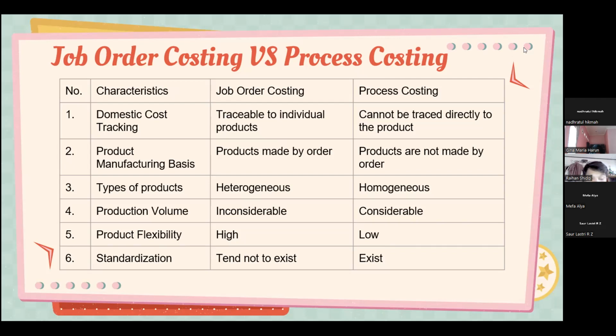And the last is standardization. For job order costing, standardization does not exist. Meanwhile, for process costing, it exists.